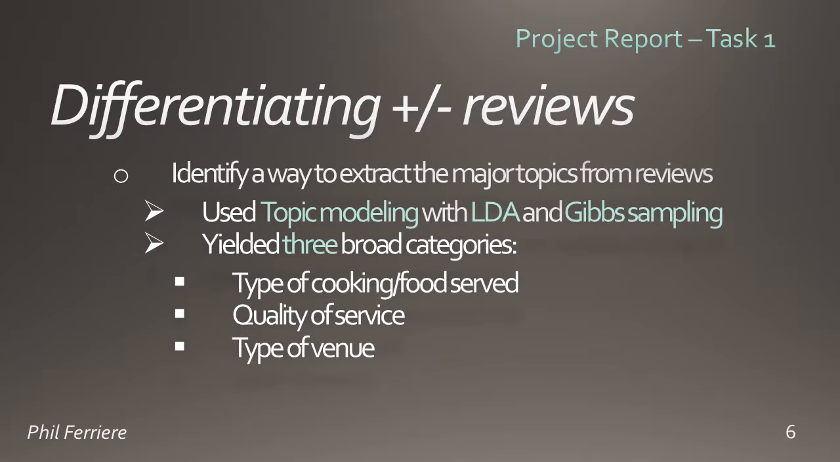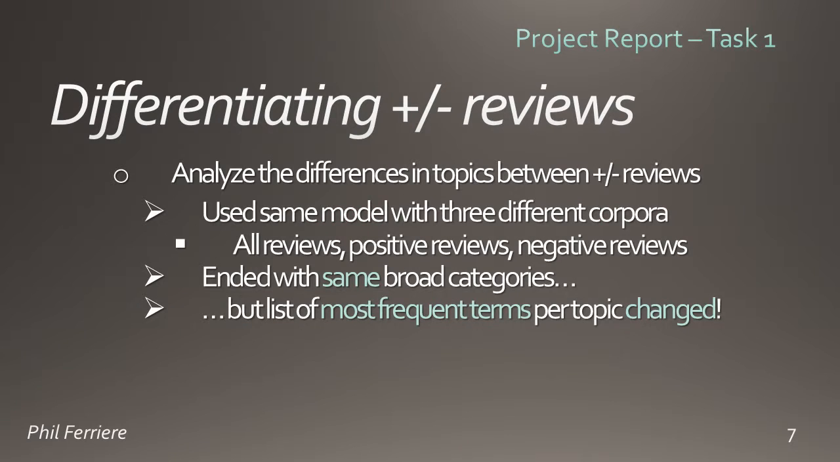My best model was a latent dirichlet allocation model, or LDA, fitted with Gibbs sampling. By best, I mean that subjectively, it was the model that generated the most meaningful set of topics. These topics could be grouped into 3 broad categories: type of cooking or food served, quality of service, and type of venue. How did that list of categories change with the type of review?